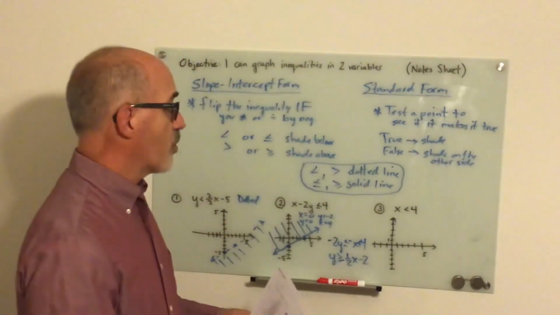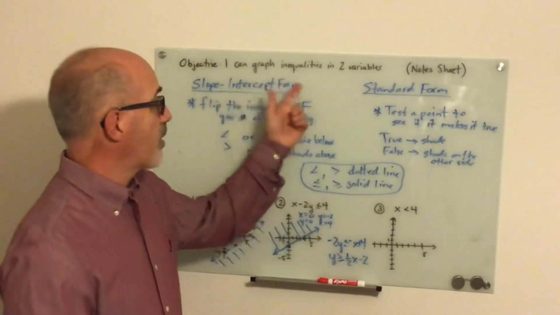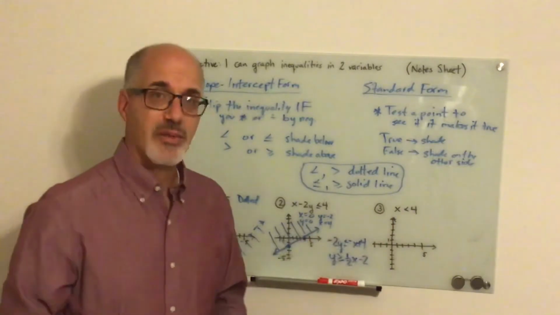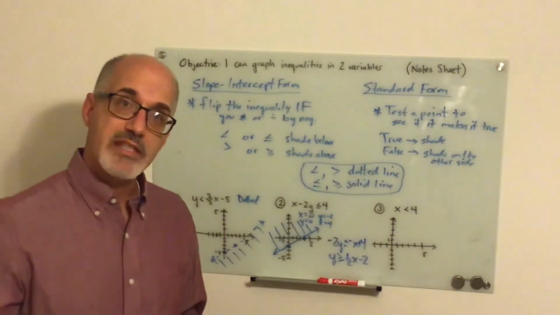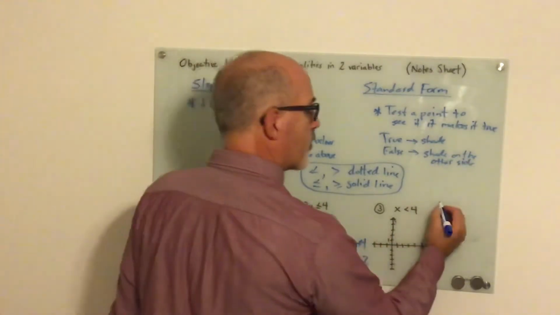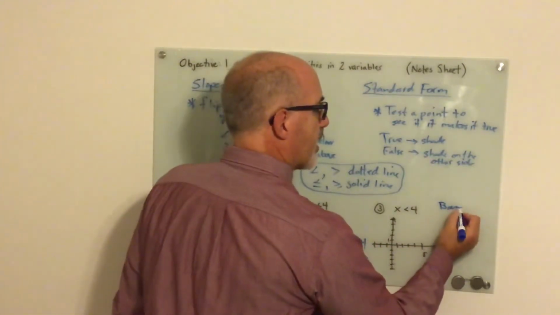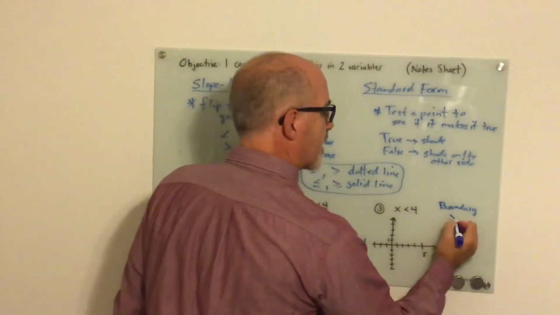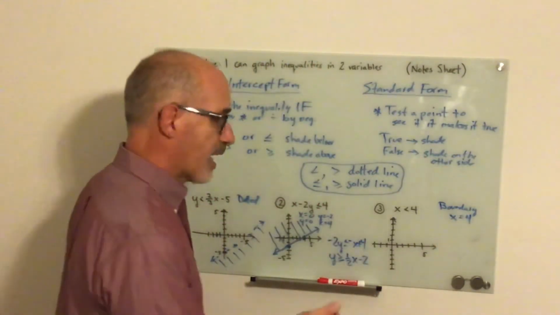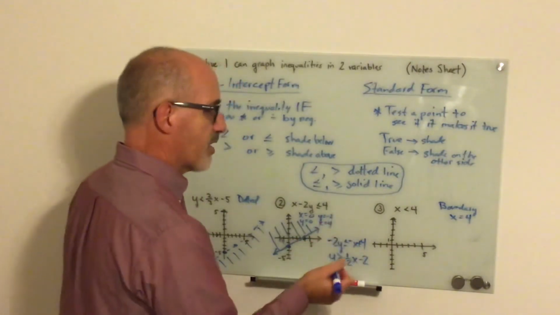All right, so we're almost there. This is our objective of graphing inequalities in two variables. This one has only one variable. You can think of it as 0y, but just a reminder, if we want to graph the boundary line, the boundary here is x equals 4. Remember, that's a vertical line. So it's not a function, but it can be graphed as a linear equation.